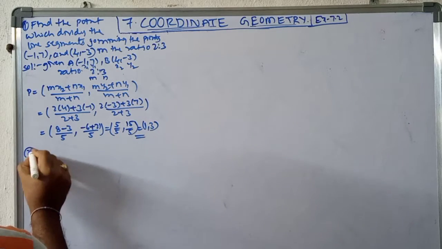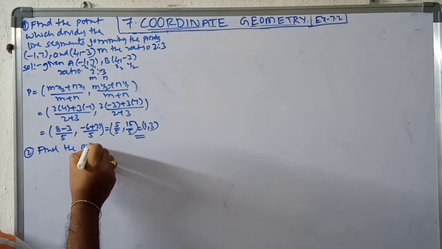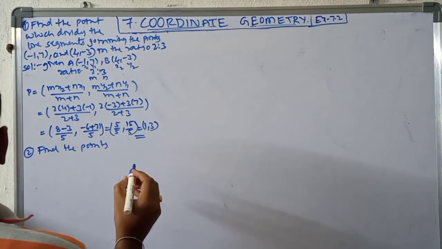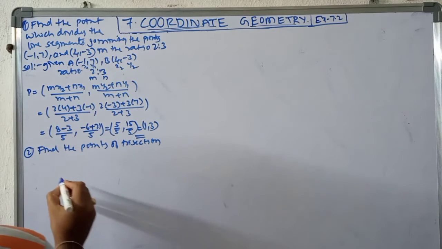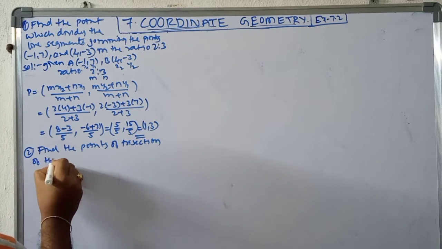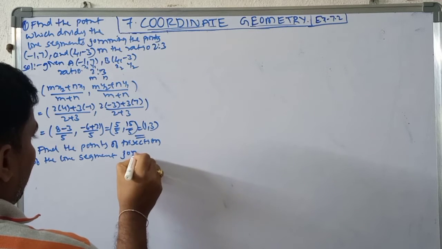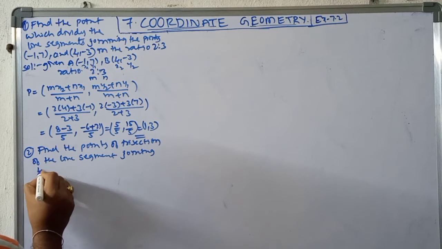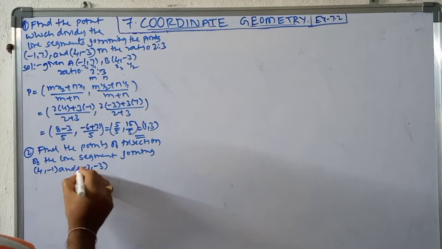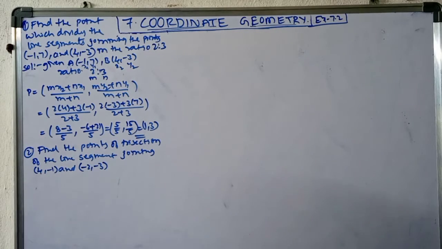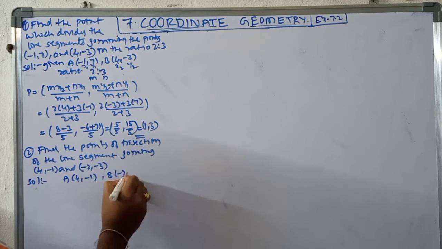Okay, next, the second one. Find the points of trisection of the line segment joining (4, -1) and (-2, -3). Solution: A is (4, -1), B is (-2, -3).